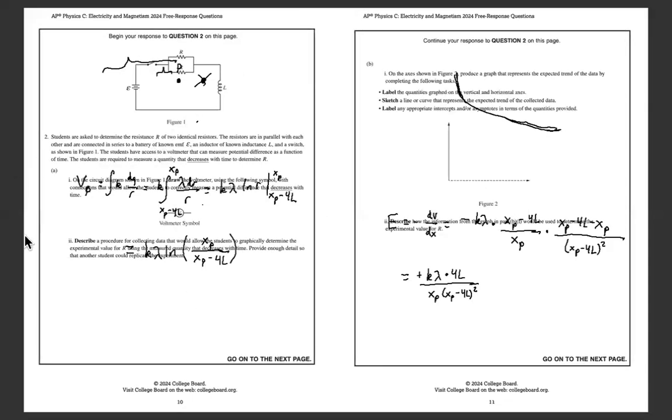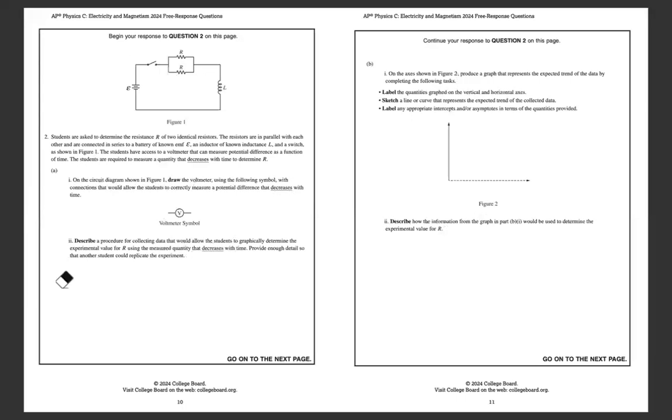All right. Now we have our circuits question. The students have access to a voltmeter that can describe potential difference as a function of time, and you're required to measure a quantity that decreases with time to determine R. Well, the potential across the resistors is going to increase as time goes on, and the potential across the inductor is going to decrease because the inductor is going to act like a wire as time goes on. So therefore, the place that we would put our voltmeter to measure a quantity decreasing with time is in parallel with the inductor to measure its voltage.